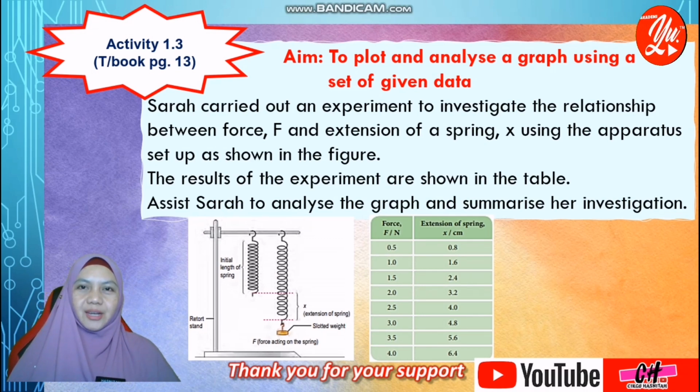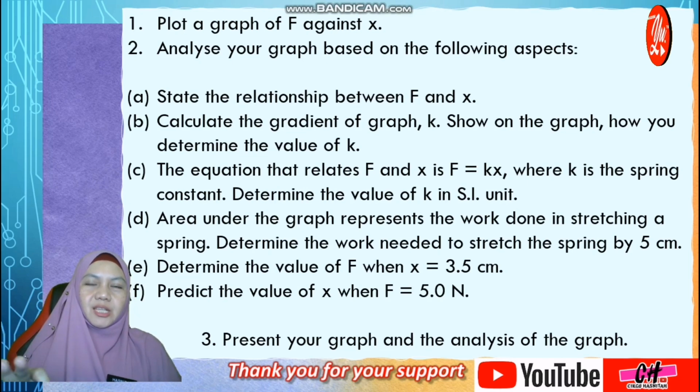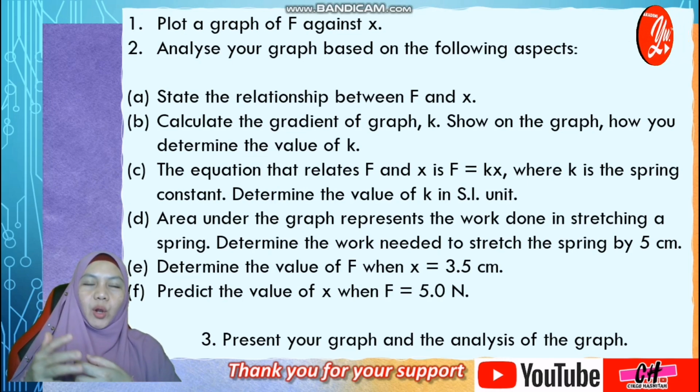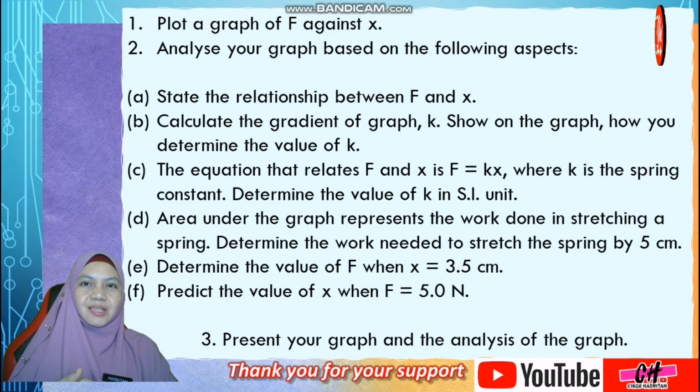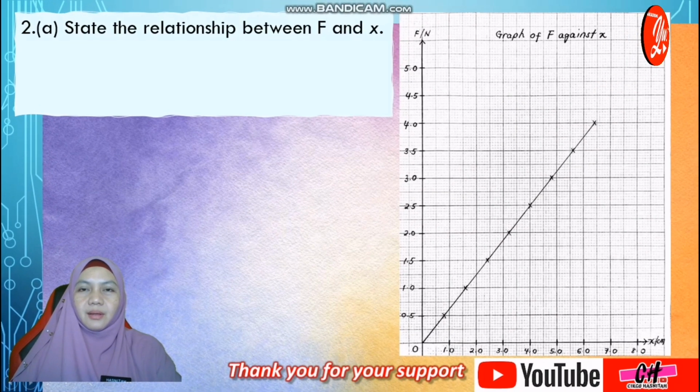Let's check on them. There are 3 things we have to work on. First, you have to plot a graph of F against X. Second, analyze your graph based on the following aspects from A to F. And finally, present your graph and the analysis of the graph. So let's do this together.